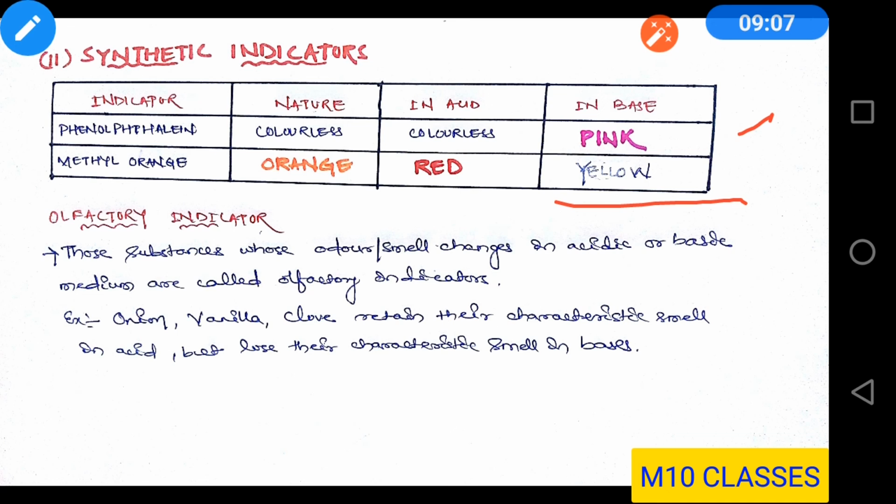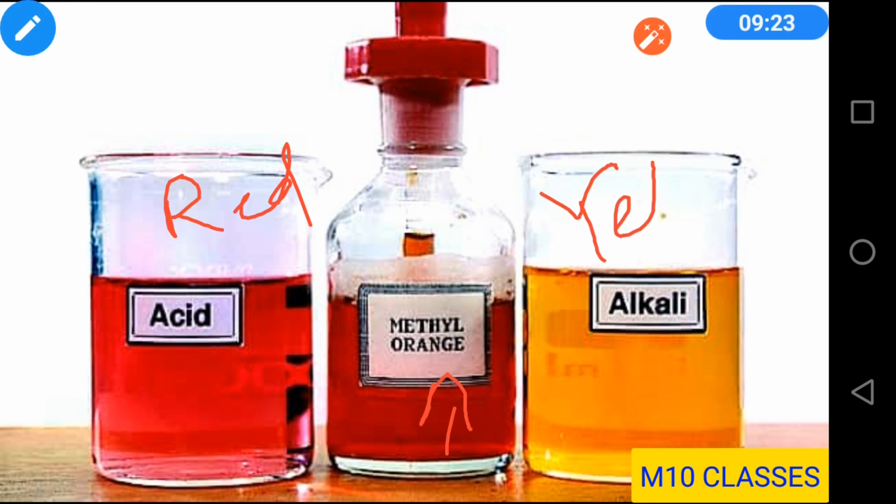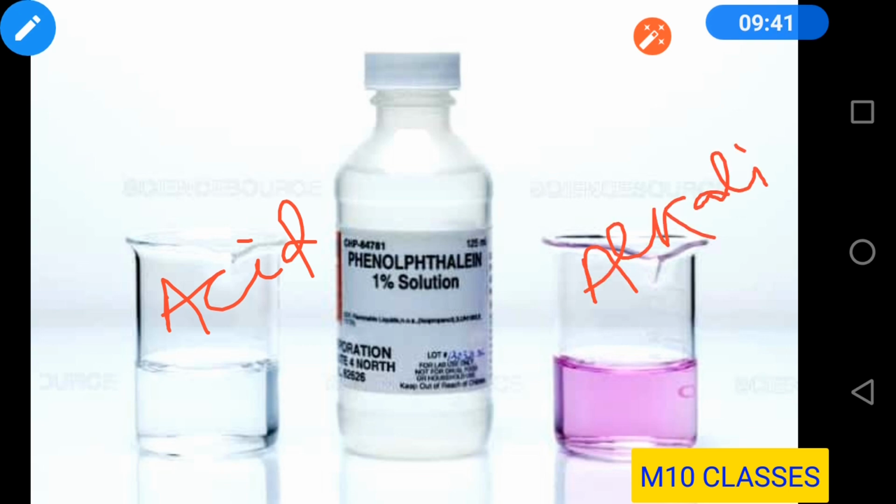Now let us see. Now see here students, it is methyl orange. Its color in acid is red, and in your alkali it is yellow in color. Now let us see phenolphthalein. See here, phenolphthalein is colorless, and in acid it also remains colorless, but in alkali it turns into blue color. Sorry, it is pink color.